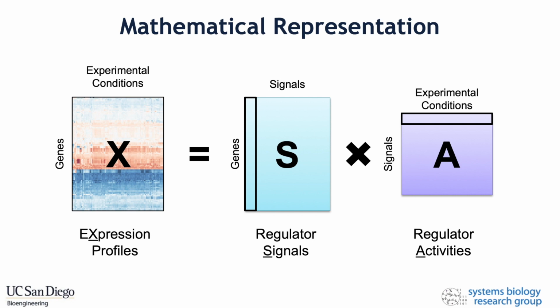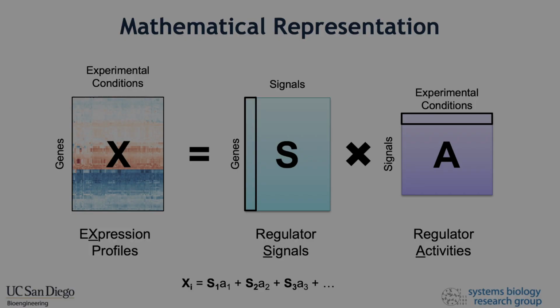This representation is quite nice because it cleanly separates the condition-invariant network structure that is encoded in the genome as regulator signals from the condition-dependent regulator activities which interact with the environment. Therefore, each expression profile is represented as the sum of each signal scaled by its condition-specific regulator activity.